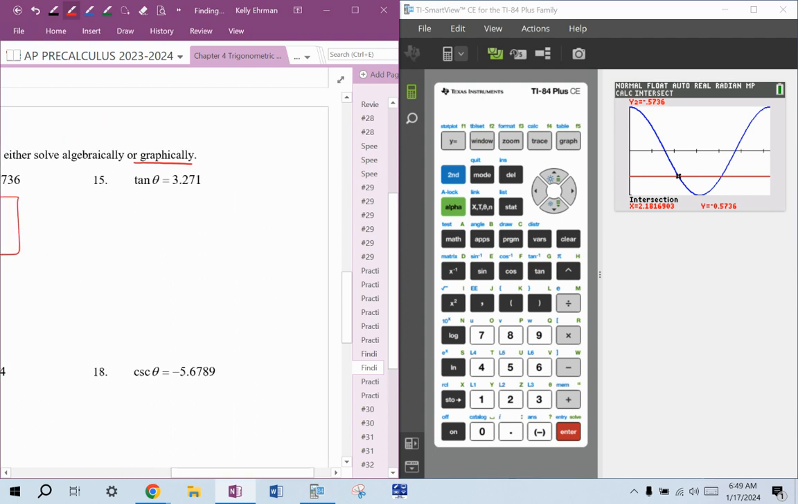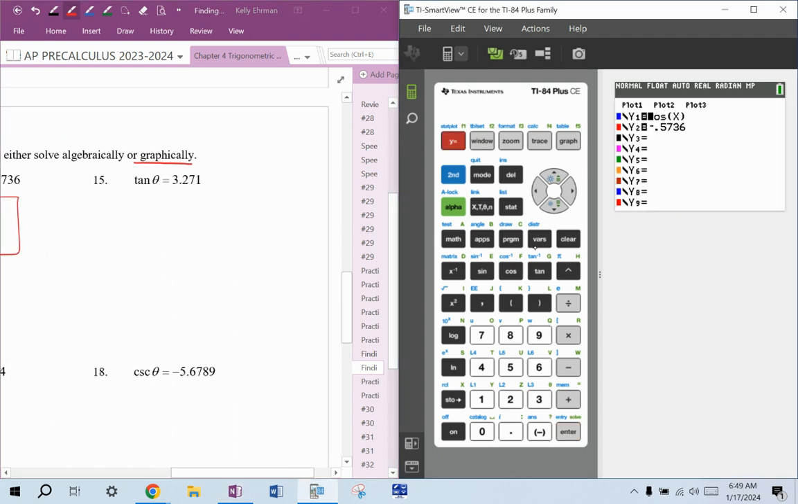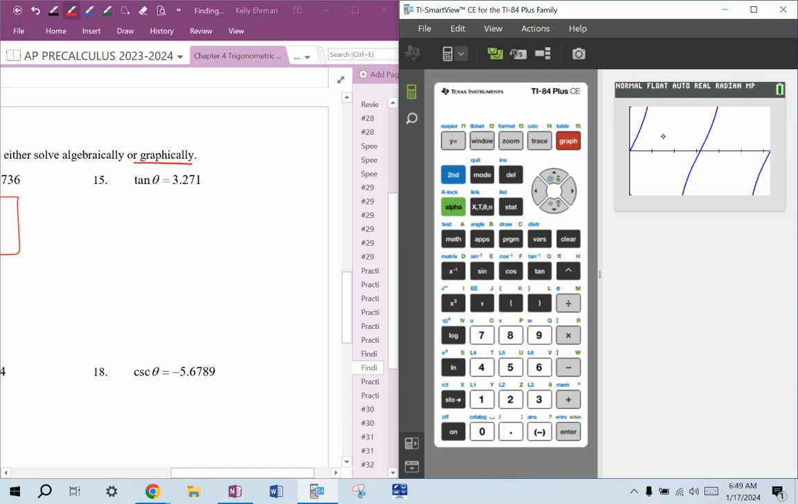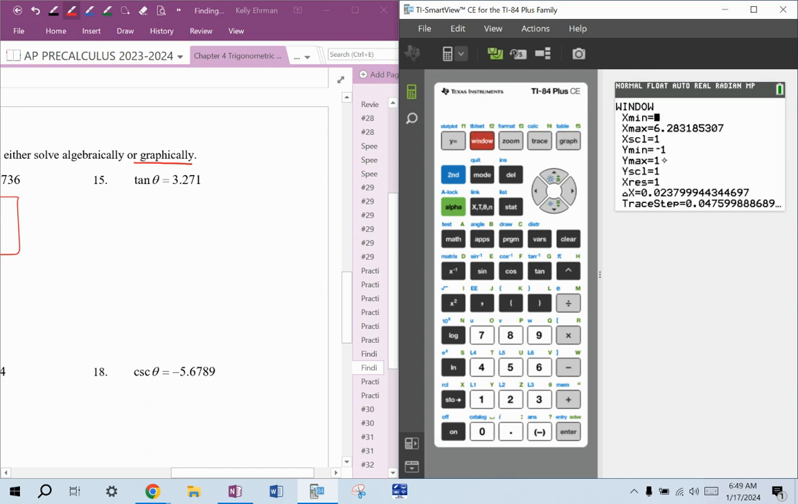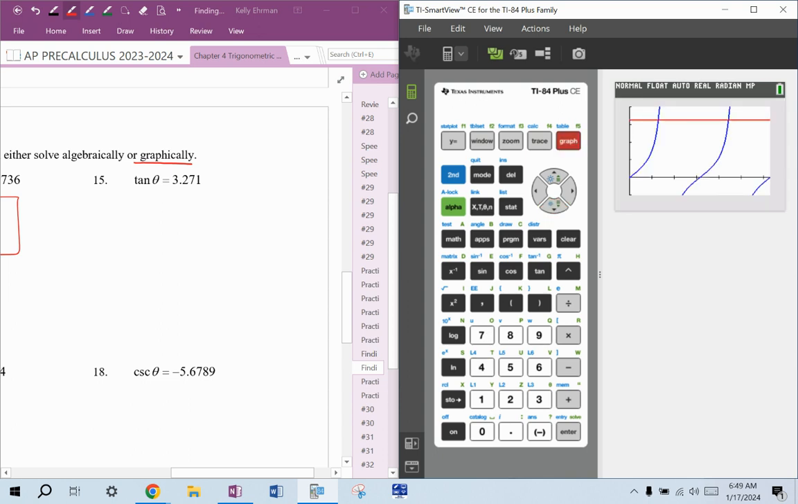Okay. Let's do a tangent one. Change that to tangent x. Change this decimal to 3.271. Oops, I just hit graph. My window, though, only goes negative 1 to 1, and I need it to capture 3. So let's just bump the y max up to 4 and press graph. So there's no zooming for these, you'll notice. I'm not using zoom fit. If you do zoom fit, it goes crazy because these graphs go up forever and it zooms way out.